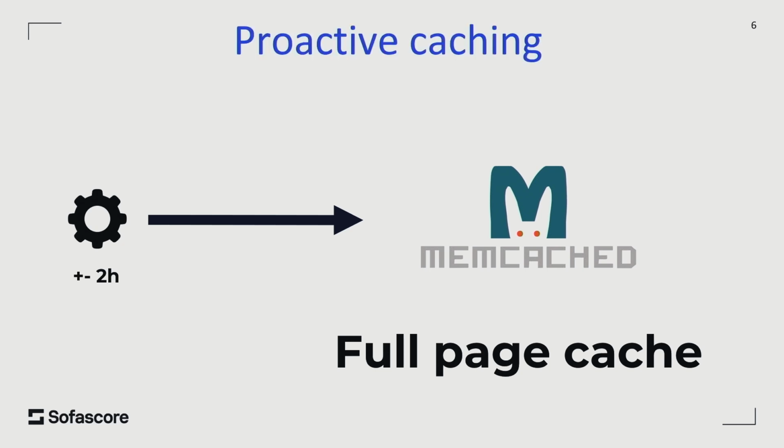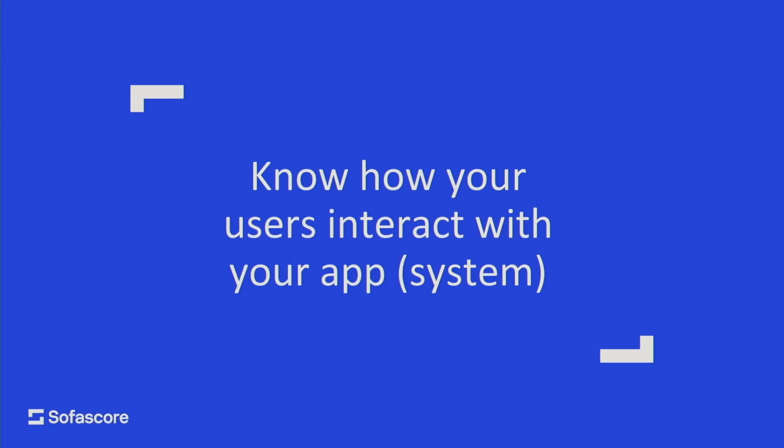And this is what all of the big companies do. So when you open your Facebook, Instagram, whatever, it's not calculating that on the fly. So it's already prepared for you, and then you can just use it. So it's really important to know how your users interact with the app, with the system, because then you know how to build out your system better so that it's more optimal.